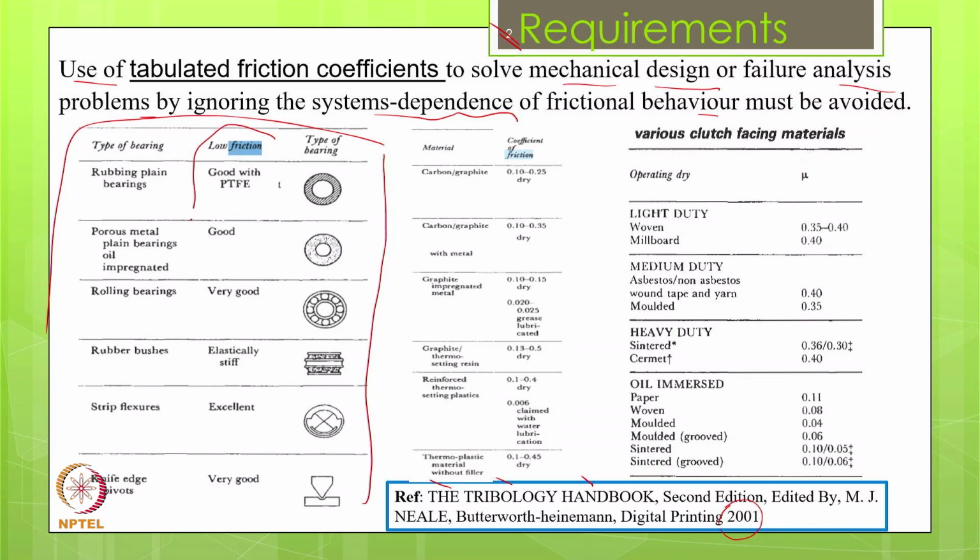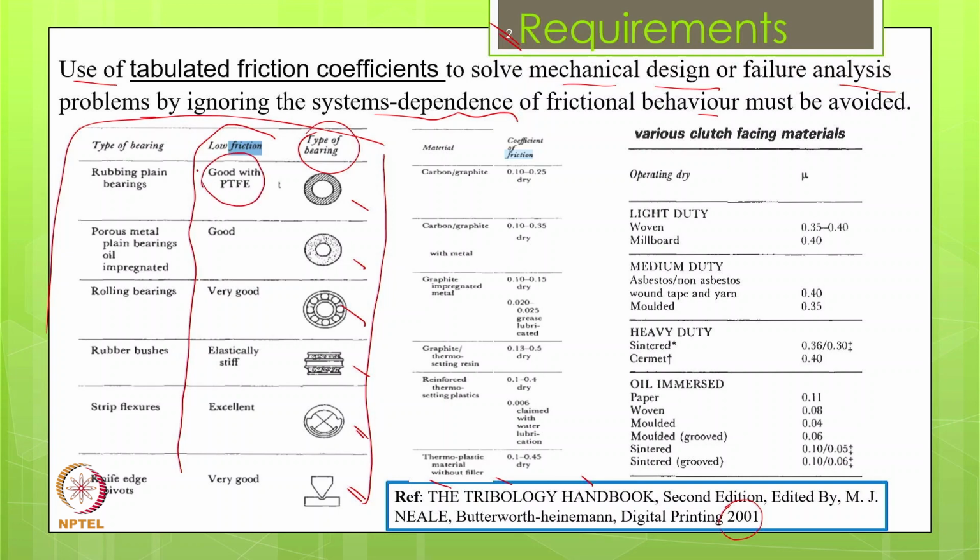For low friction, bearings have been divided in different ways. We say type of bearings. A bearing can be a rubbing bearing, a porous bearing, a rolling element bearing, a rubber bearing, a strip where the deflection will help, or a knife edge pivot also. So different kinds of bearings have been given. Now here we are asking how do we achieve low friction? It's completely related to tribology. What has been mentioned is that it will provide good results with PTFE.